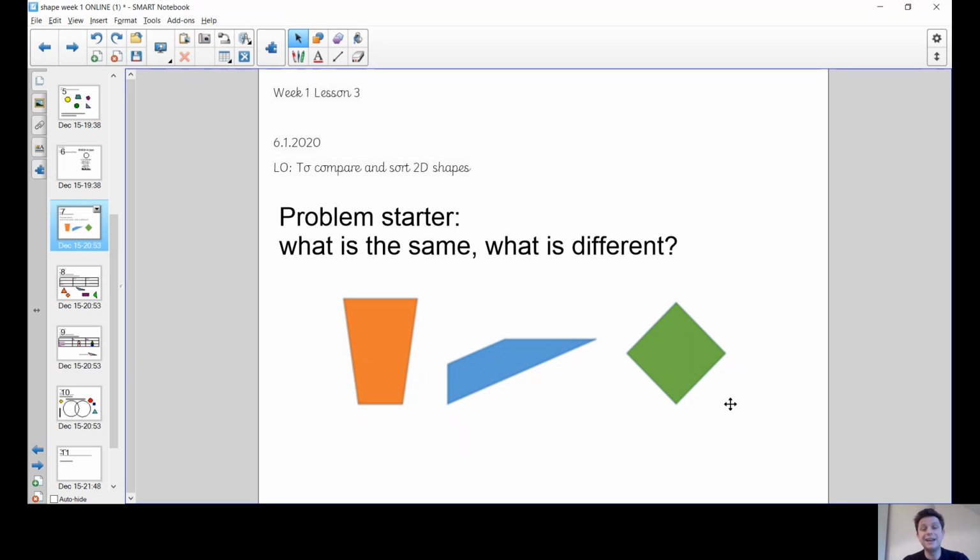Pause the video here and have a go at sorting these shapes. What's the same and what is different? Pause the video, have a go.